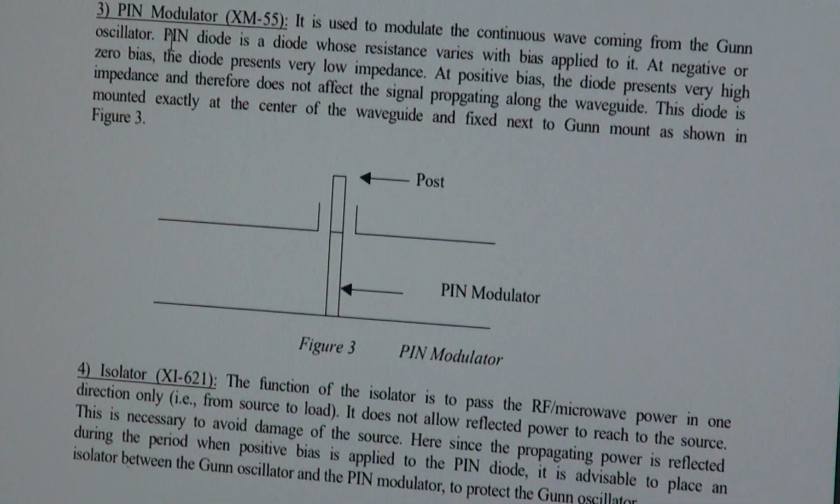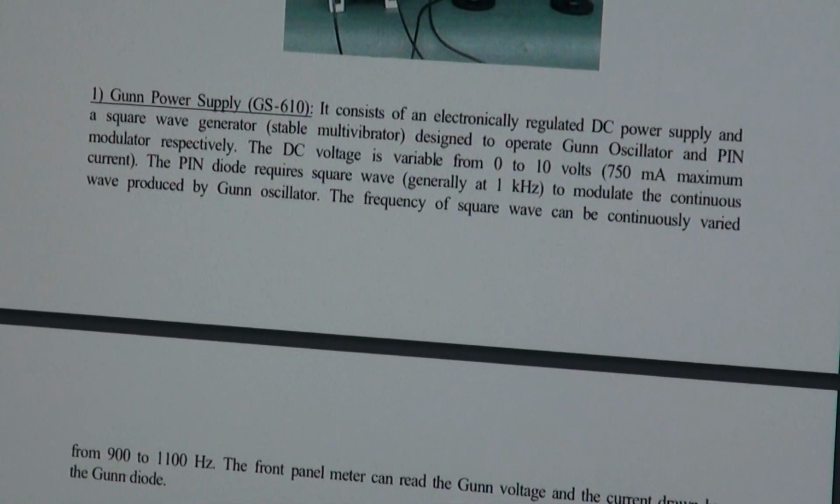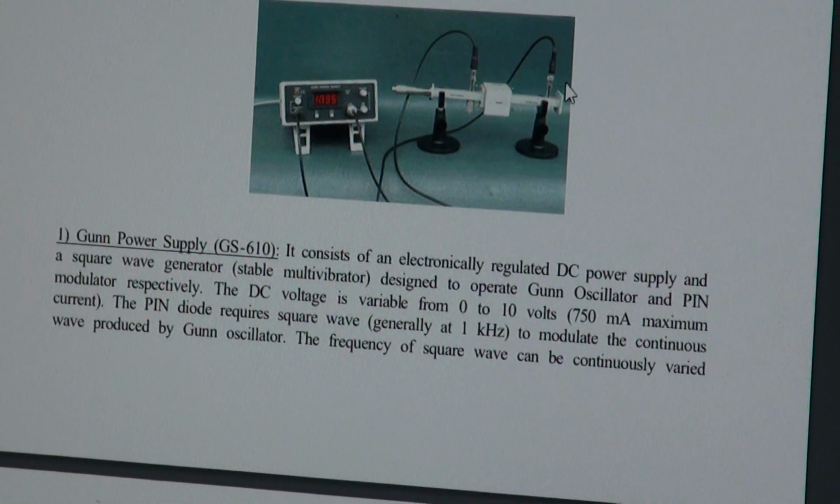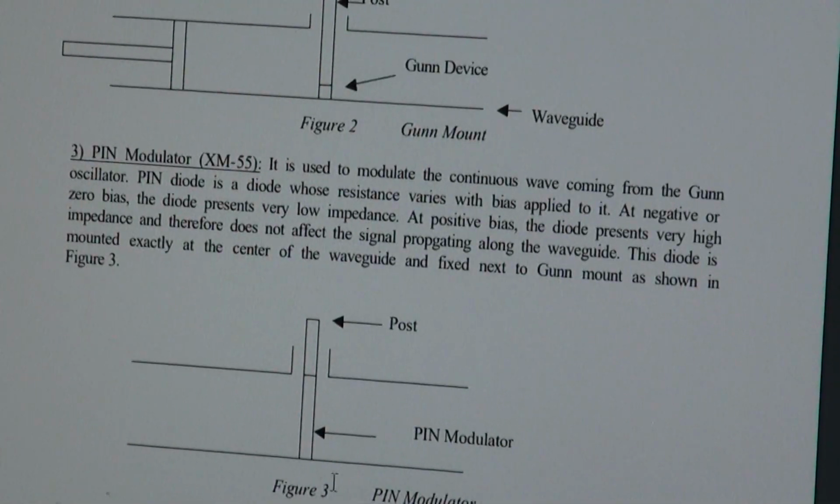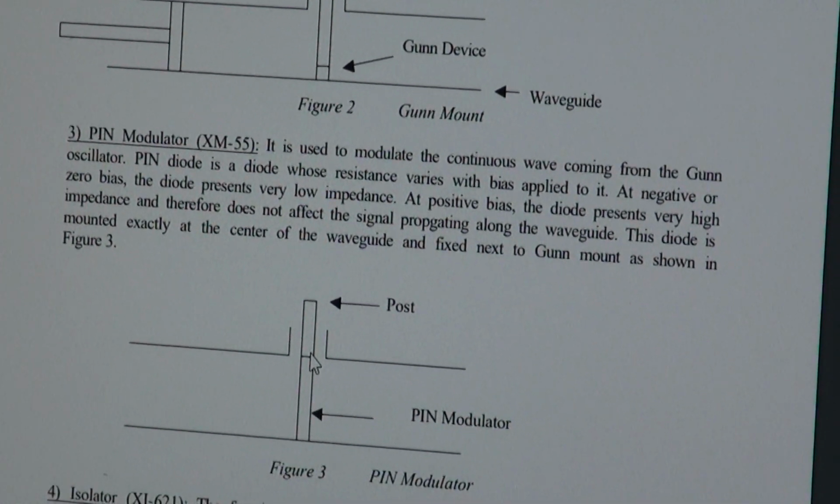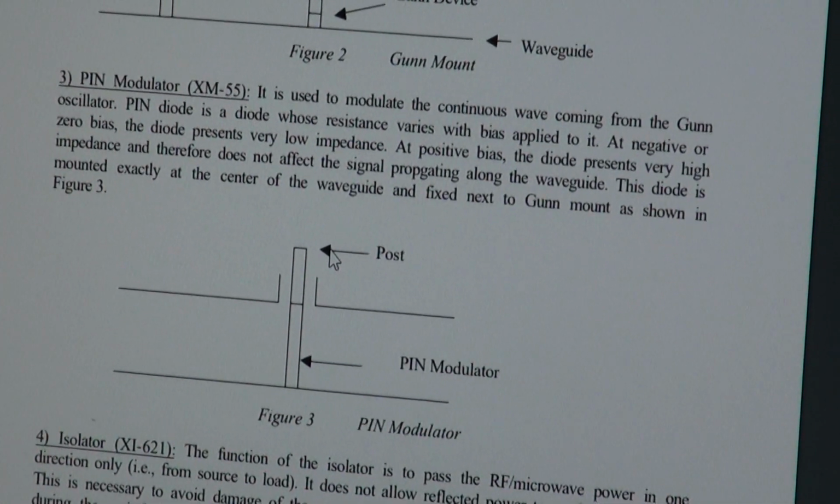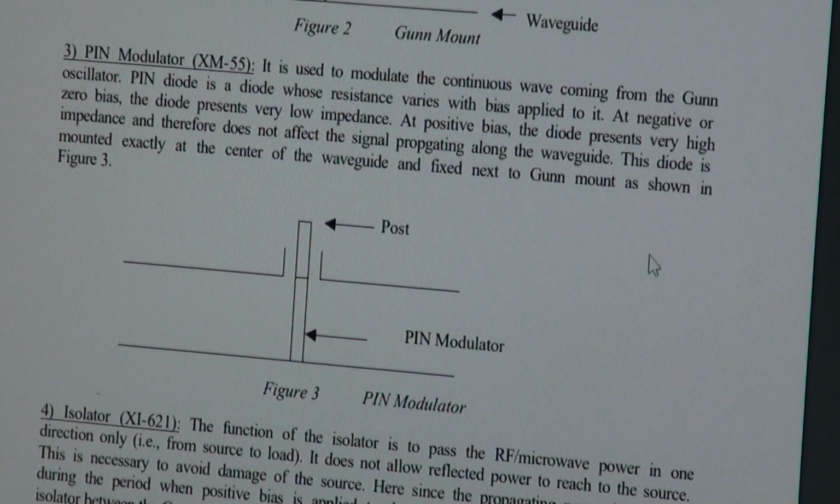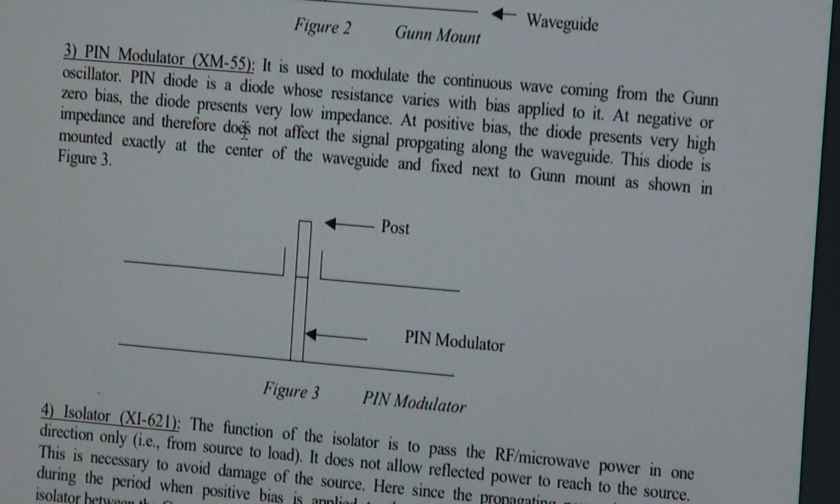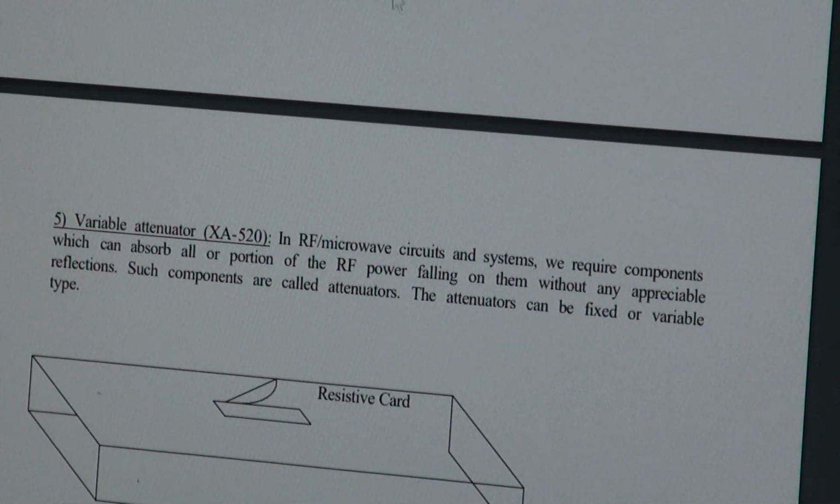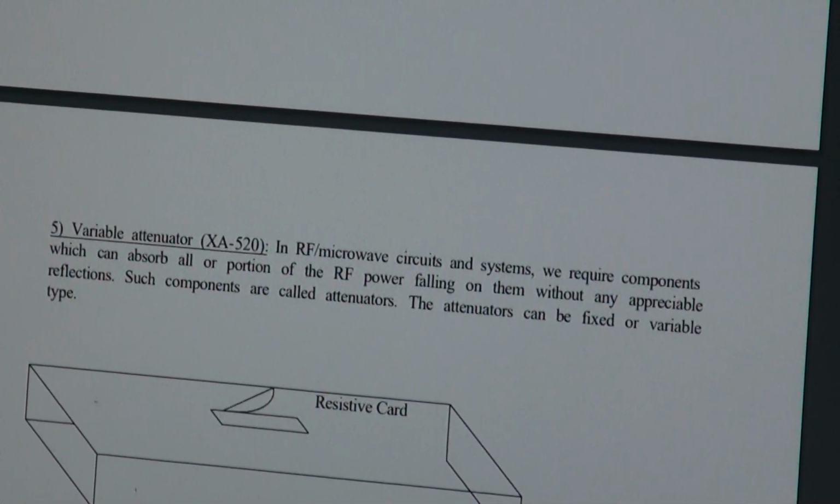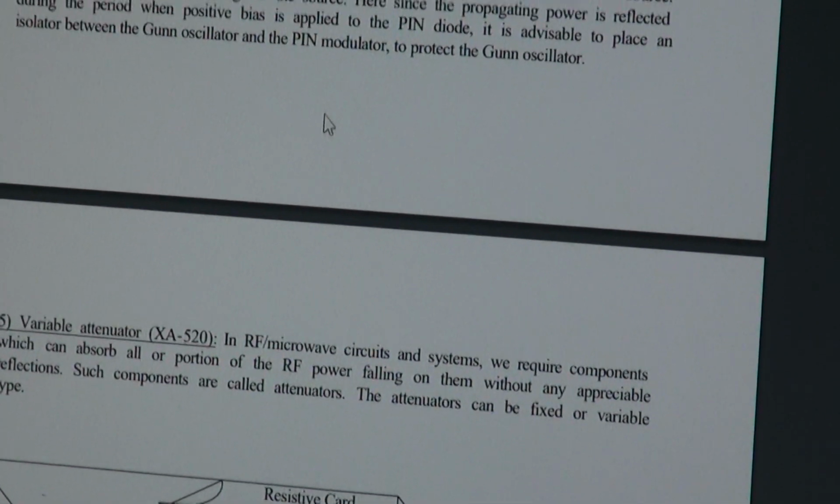Third component is a PIN modulator. In this figure this is a PIN modulator, and this is a figure of the PIN modulator. This is a post, and description of the PIN modulator is also available, so you can read in more detail. And the fourth one is the isolator, and detailed function of the isolator and description is also available in section 4.